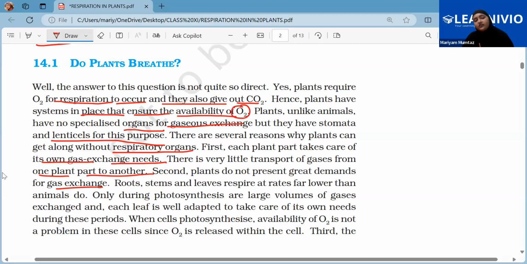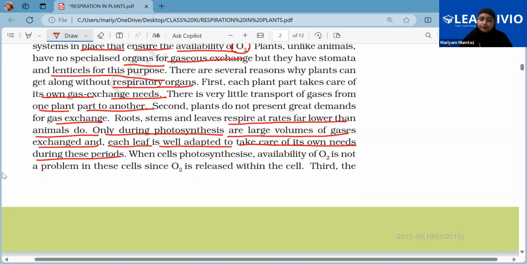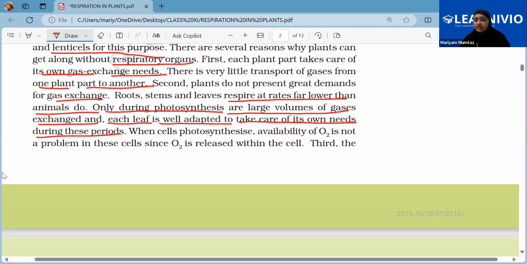Roots, stems, and leaves respire at rates far lower than animals do. Only during photosynthesis are large volumes of gases exchanged, and each leaf is well adapted to take care of its own needs during these periods, because the leaves have stomata present in them, which is sufficient for the plant's body. When cells photosynthesize, availability of oxygen is not a problem in these cells, since O2 is released within the cell only, because oxygen is a byproduct of photosynthesis.